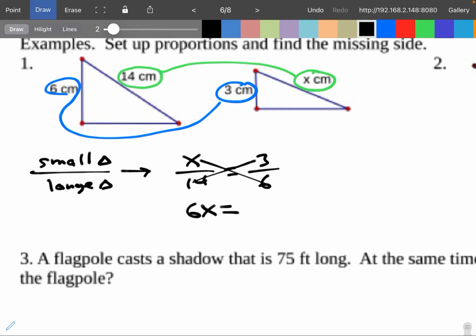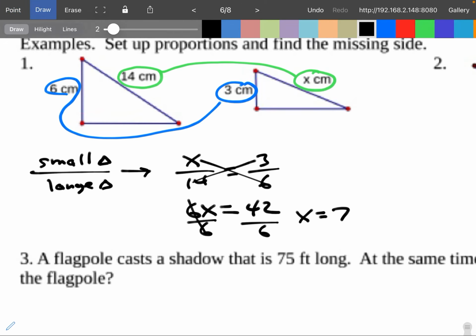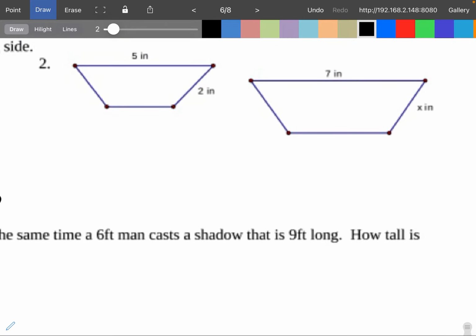All right, then we just solve that. So we're going to do our cross products. So we're going to do 6 times x equals 14 times 3. What's that, 42? And then we're going to divide both sides by 6, which is the number out in front of the variable. Those are going to cancel out and make a 1. And we get x equals 7, and the units are right here. Centimeters. Yep, centimeters. Now, do you see why I'm lumping this in with the other lesson? It's really the same thing, right?